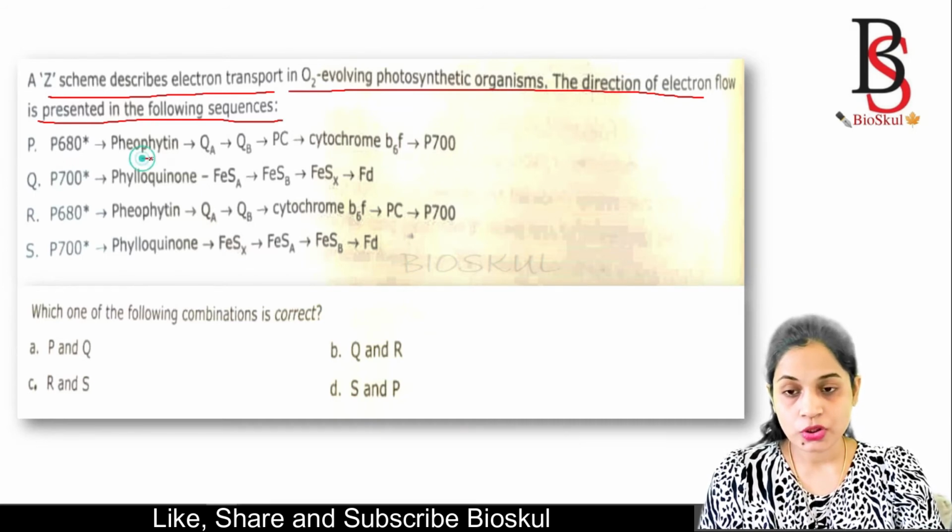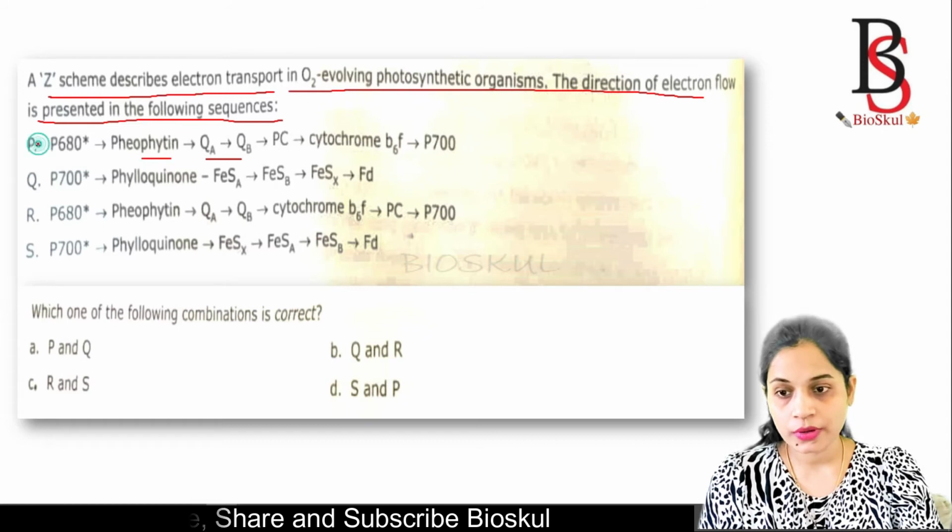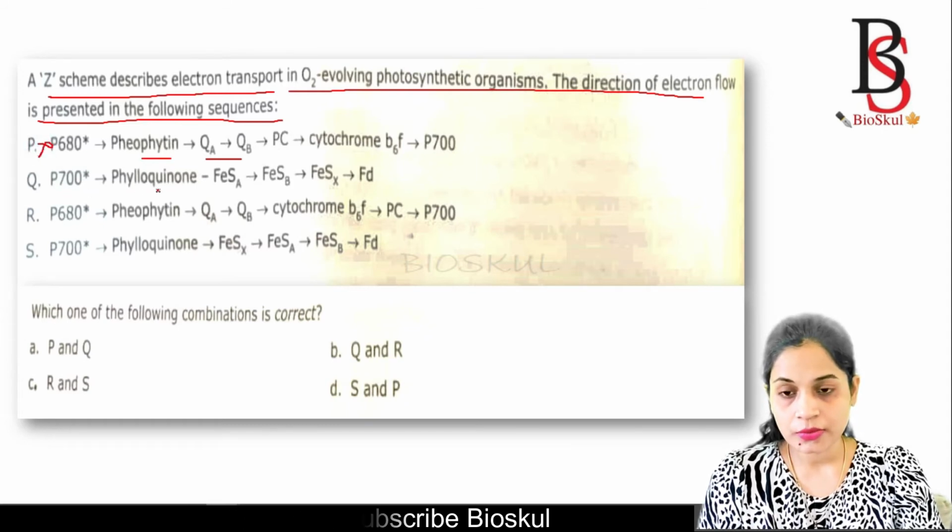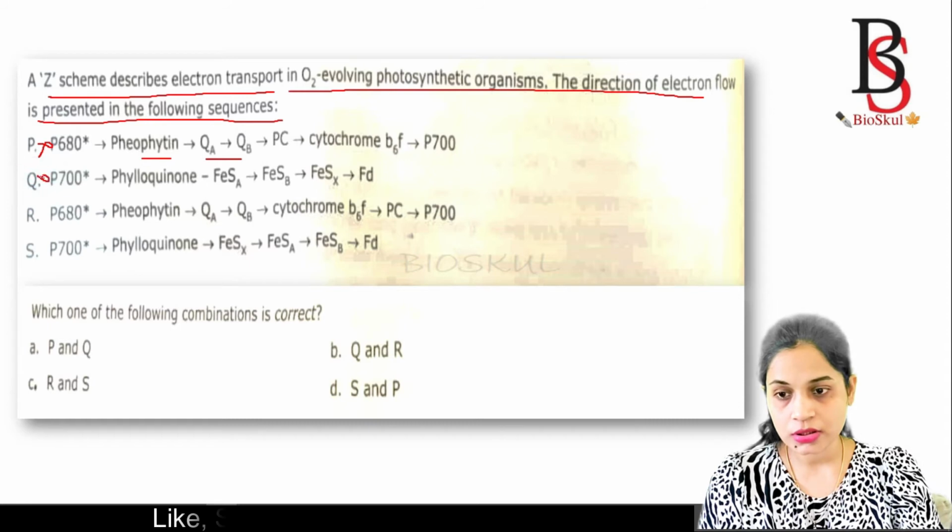P680, then it moves to the pheophytin, then to the quinone, then it will move to the plastocyanin. No, this one is wrong. P700, then it moves to the phylloquinone, then the iron sulfur complex. The sequence is wrong, so this one is wrong.